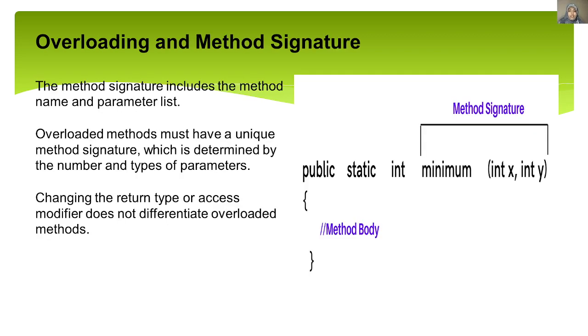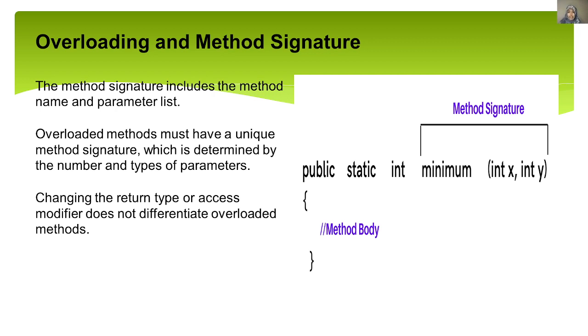Overloading and method signature. The method signature only includes the method name and the parameter list, wherein overloaded methods must have a unique method signature which is determined by the number and types of parameters. Changing the return type or access modifier does not differentiate overloaded methods, as we can see in the simple example of method signature.